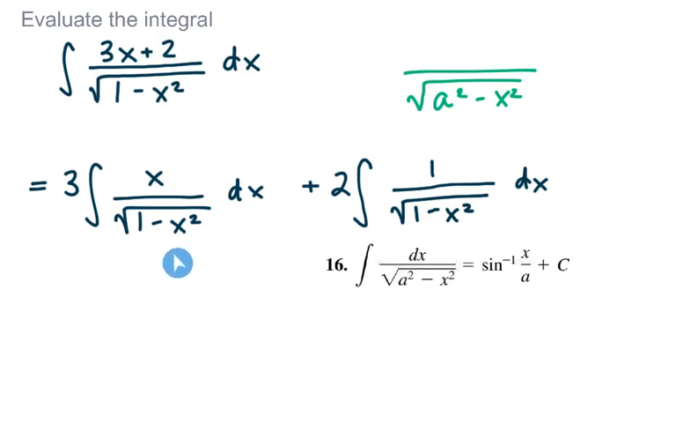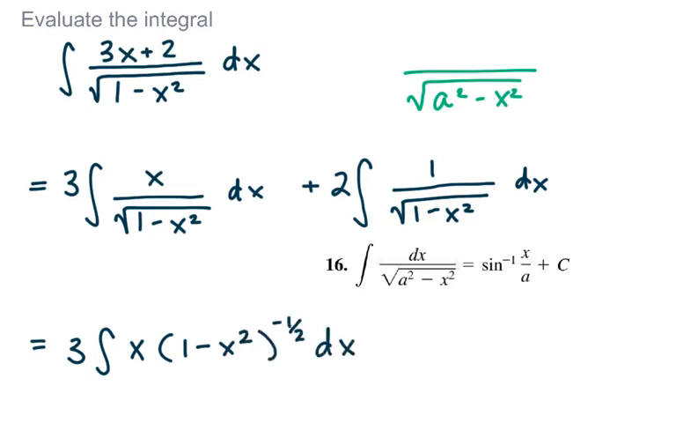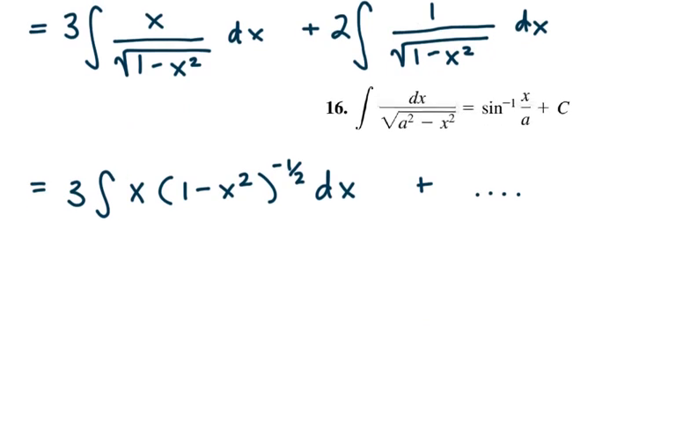So we need to come up with another strategy. I'm going to use u substitution. In order for me to do that, I'm going to rewrite the way this integral looks a little bit. This is 3 times the integral of x times the quantity 1 minus x squared to the negative 1/2 power dx. And of course, we have other information here. I'll deal with that for my second piece in a minute.